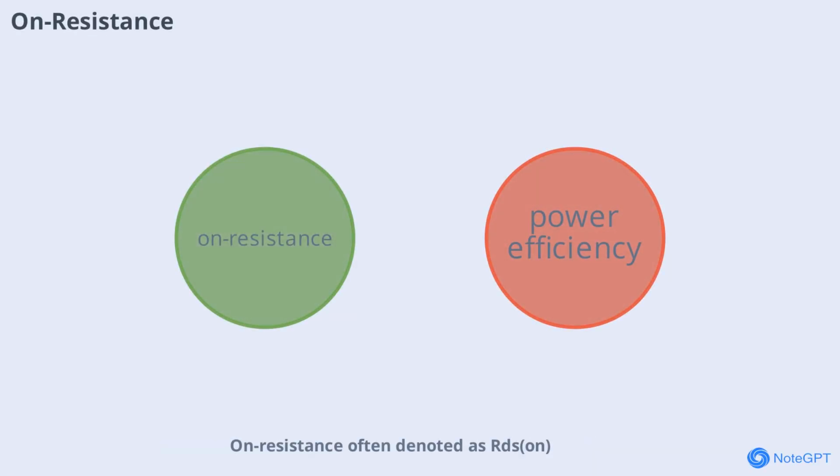On-resistance, often denoted as RDS(on), is the resistance between the drain and source when the MOSFET is fully on.